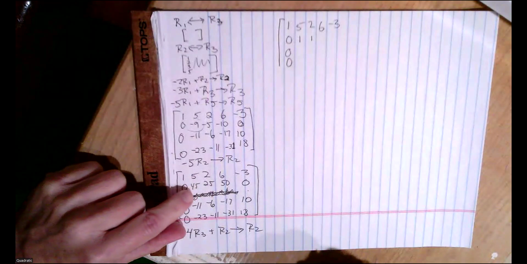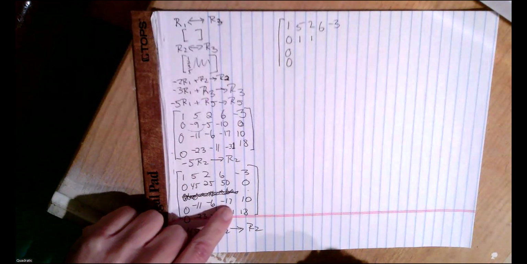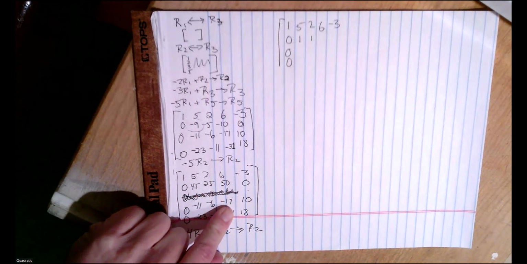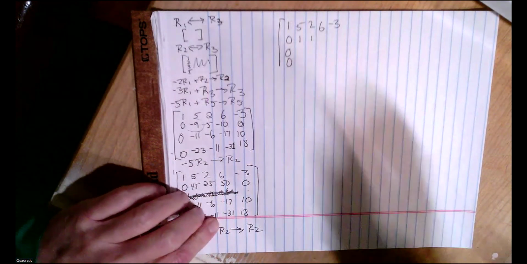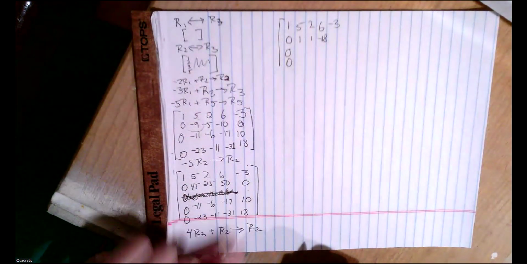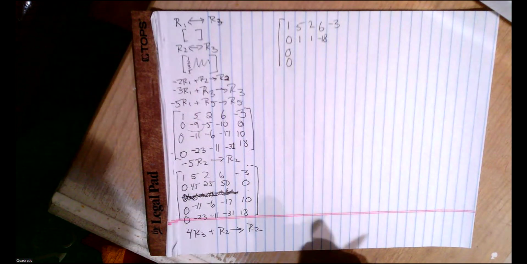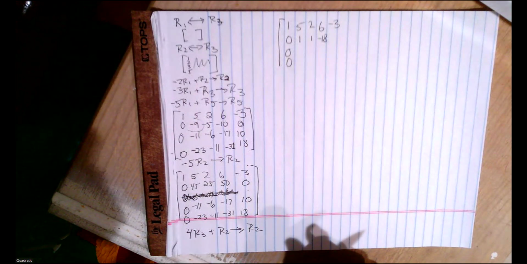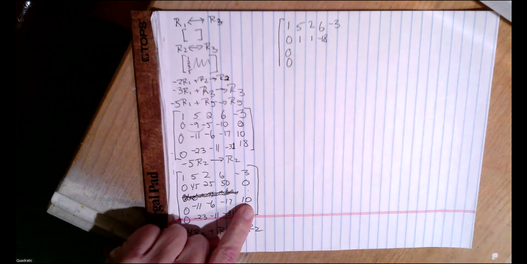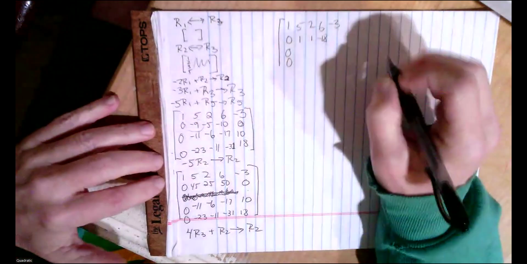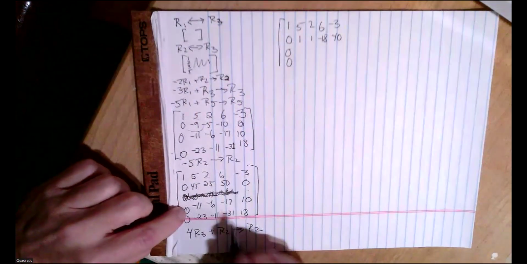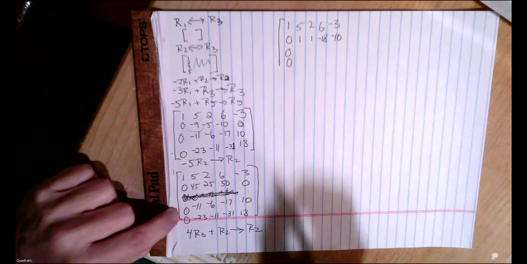And I'm adding 4 times 17. 4 times 17 is 68. So I'm adding -68 onto 50, so I get a -18. And here, I'm adding 4 times +10 onto 0, so I get +40. And these bottom 2 rows, nothing changed, so it's just going to all stay the same.